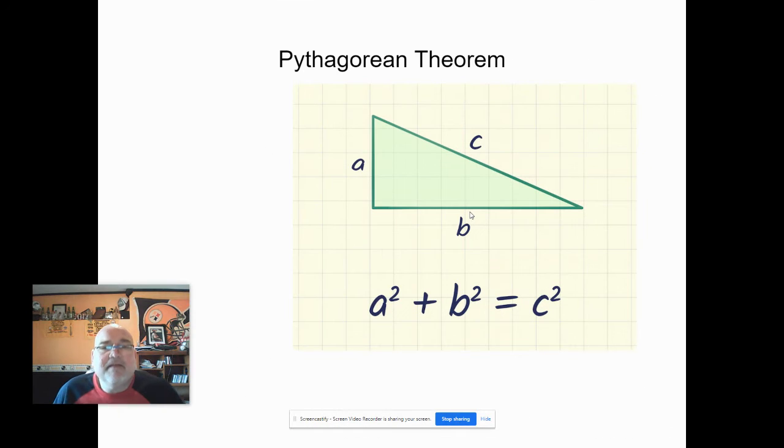So let's get started today. Pythagorean theorem, hopefully you remember this all from middle school. A squared plus B squared equals C squared, the three sides of a right triangle. So let's talk about what a right triangle is and its parts, remember.